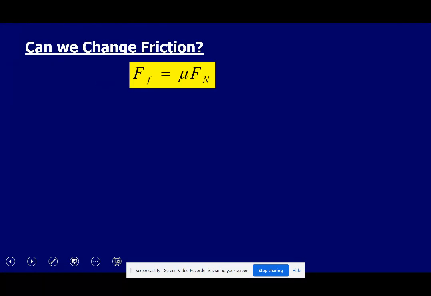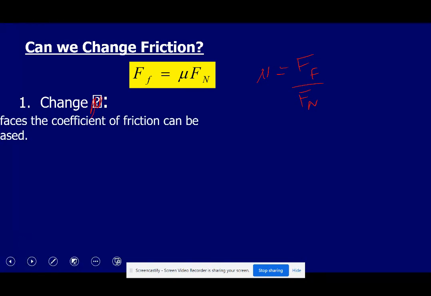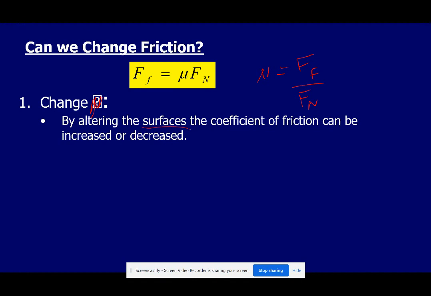How can we change friction? Well, here's the formula. That's just a rearranged version of mu equals friction over normal force, the one from the other slide. One way is to change the coefficient. How can we change the coefficient of friction? We can change it by altering the surfaces that are in contact. A way that you can do that is putting oil in an engine, right? That's going to change the surfaces, change mu. Rather than steel on steel, you've got oil in between.